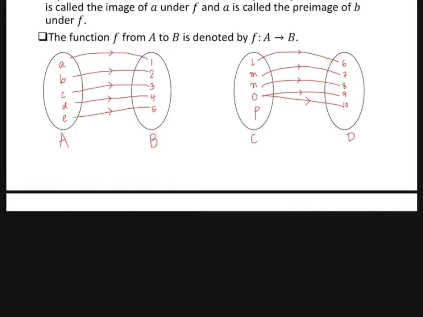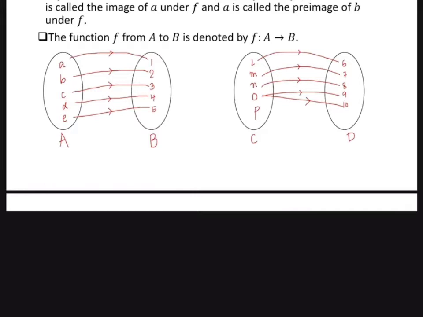Am I clear? Now let us read it again. A function is a special kind of relation from a set A to set B if every element of set A has only one image in set B. What do you mean by that? Suppose I draw like this.